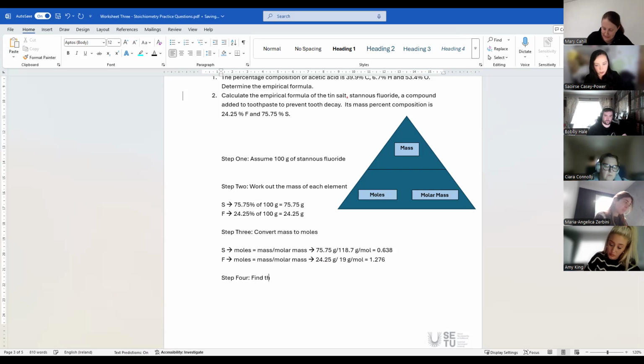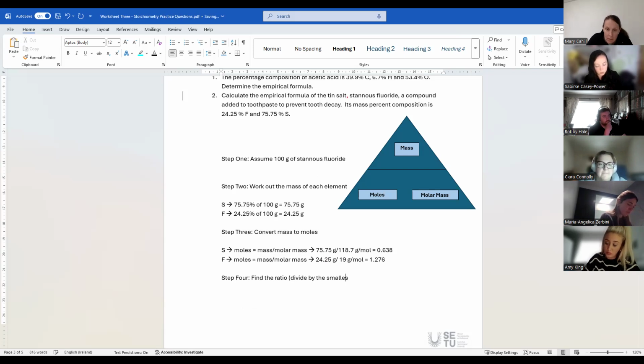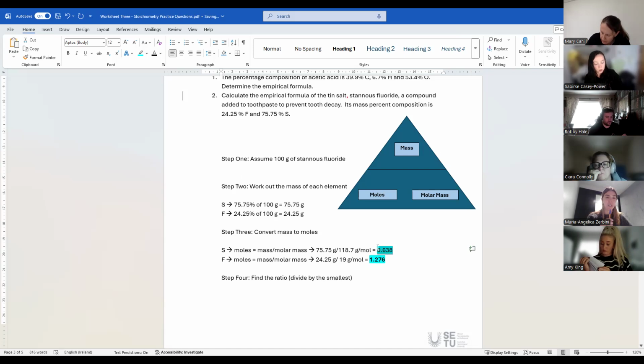Okay, so your step 4 then is to find the ratio between each one of these. The rule of thumb here is to divide by the smallest. I'm going to highlight each one of these. This one is simpler than what we've done previously because there's only two, so it's easy to spot which one is the smallest.